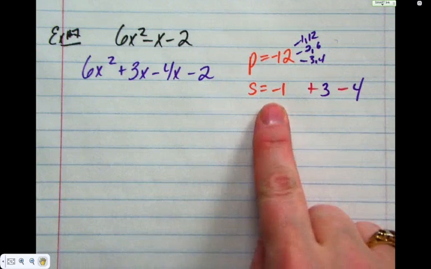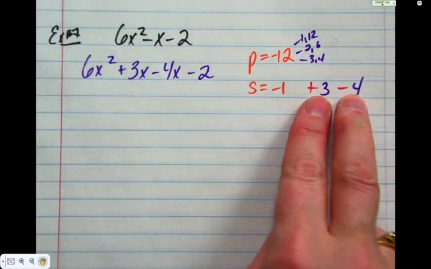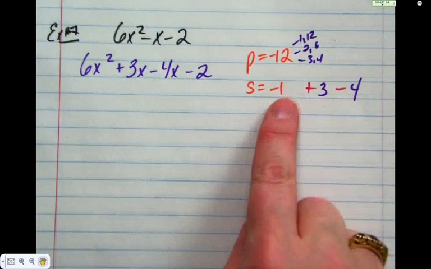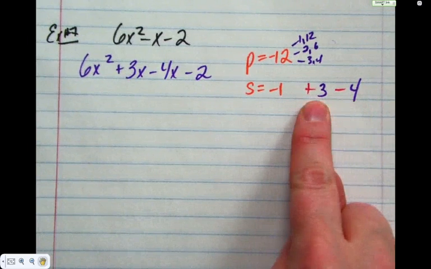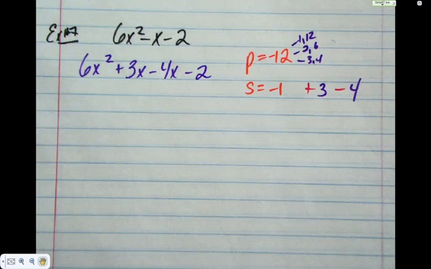Because we need a minus 1. And because of the minus 12, we know the signs have to be opposite. The only way to get minus 1 is minus 4 plus 3. Finish it off. So where did your brain go with this? What did you put down?